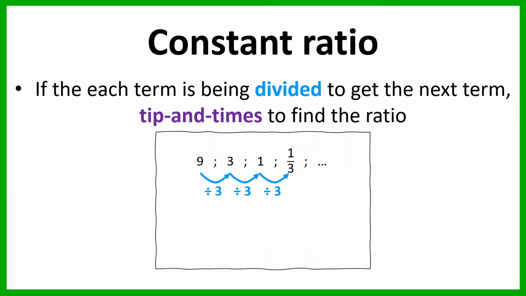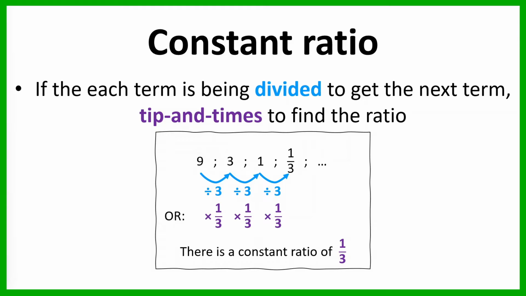Okay, so now to work out what our constant ratio is going to be, we take the division, which is dividing by 3, and we tip and times, and that will give us multiplication, where we're multiplying by 1/3, and multiplying by 1/3, and multiplying by 1/3. So dividing by 3 is the same as multiplying by 1/3. So it is still a constant ratio. Even though it looks like we're dividing, it is actually still multiplication. It's just multiplying by a fraction. Okay, and so that means that we have a constant ratio of 1/3.